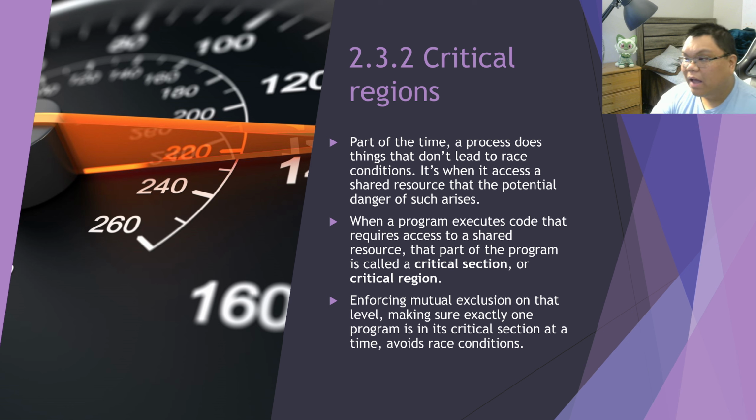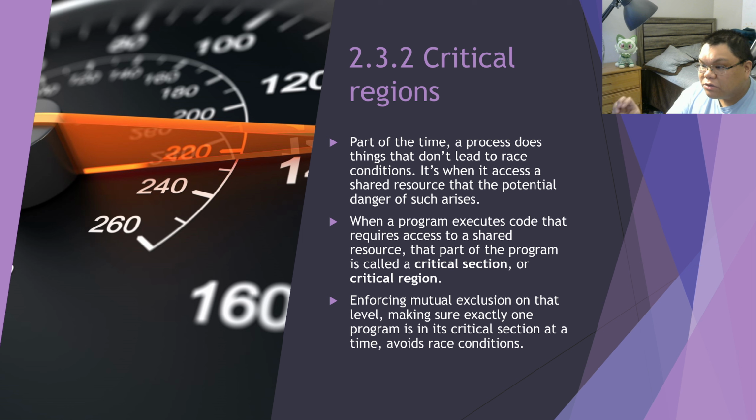Part of the time, a process does things that don't lead to race conditions. It's only when we try to access that shared resource, that spooler directory, for example, that we have the danger of race conditions. When a program executes code that requires access to a shared resource, that part of the program is called a critical section. The textbook calls it critical region, but I know it as a critical section.